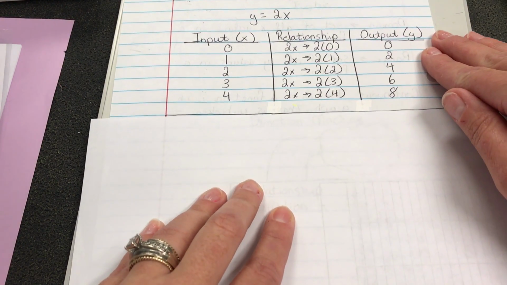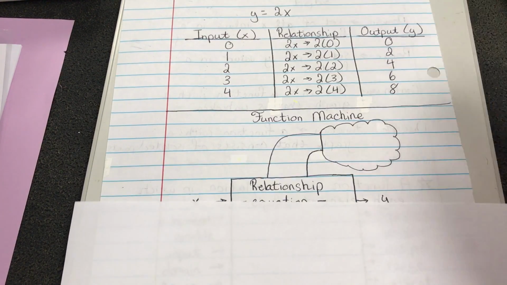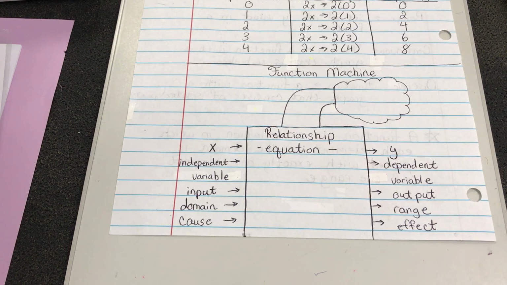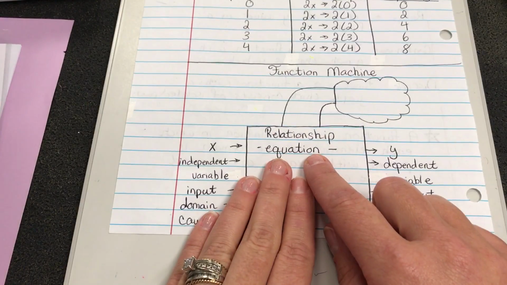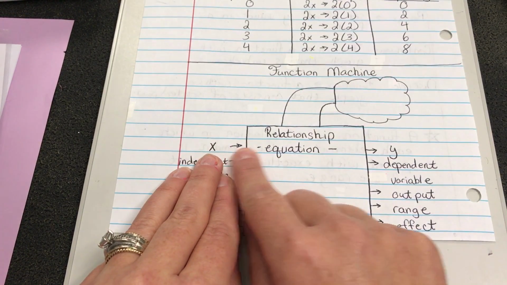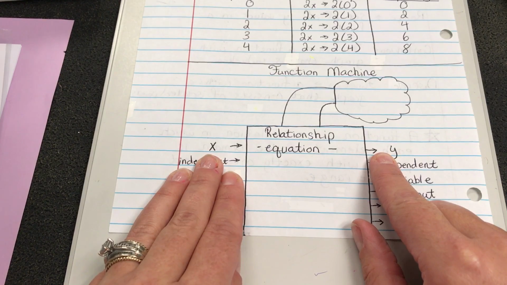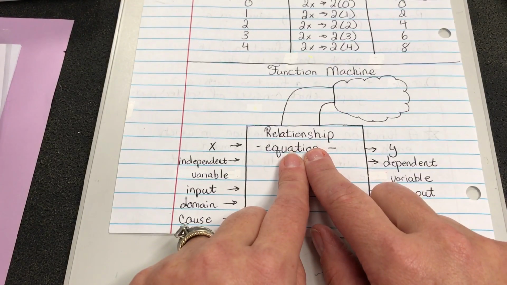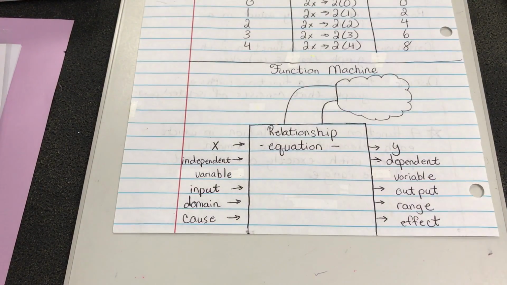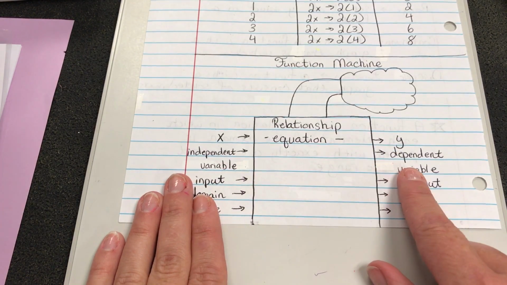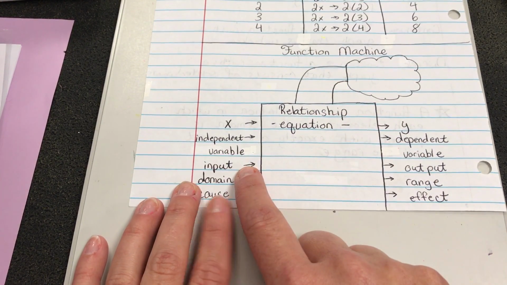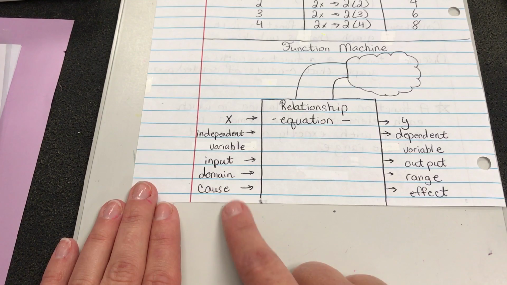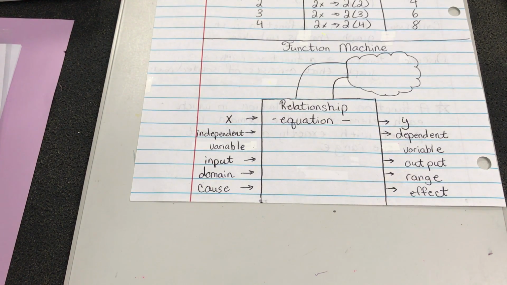So now let's talk about the function machine. All right, so I have a function machine here. The function machine is the relationship, or the equation. If you input an x into the equation, you're going to get a y. Now, your relationship is what your calculator does. You input the x, the calculator creates this relationship, you hit enter, and you get the y. If you input an independent variable, you get the dependent variable. If you input an input, you get an output. If you put in a domain, you get a range. If you put in a cause, you get an effect. That's what the function machine is.